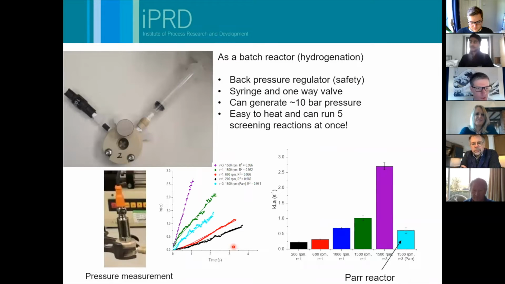I just wanted to show you two other things as well. This was an example of a hydrogenation reaction, and we weren't actually using the fReactors as flow reactors, we were using them as batch reactors. The idea behind this was, because all of these fittings are really standard, you can go to catalogs and choose what you want to buy. So here we've got a back pressure regulator, and this is a safety regulator within this system.